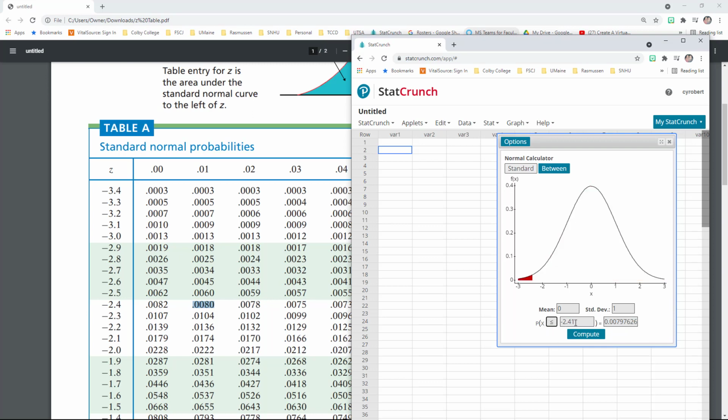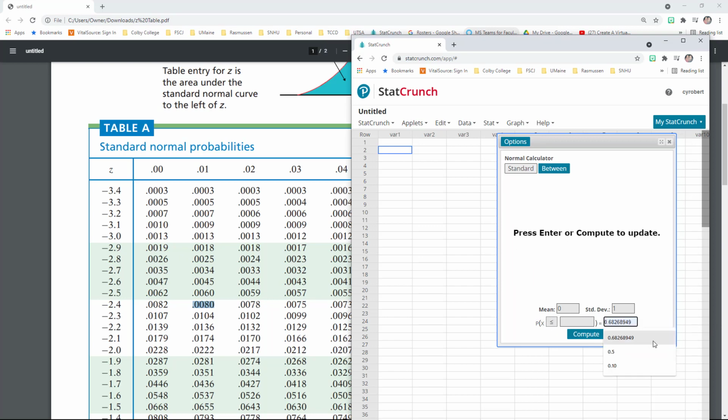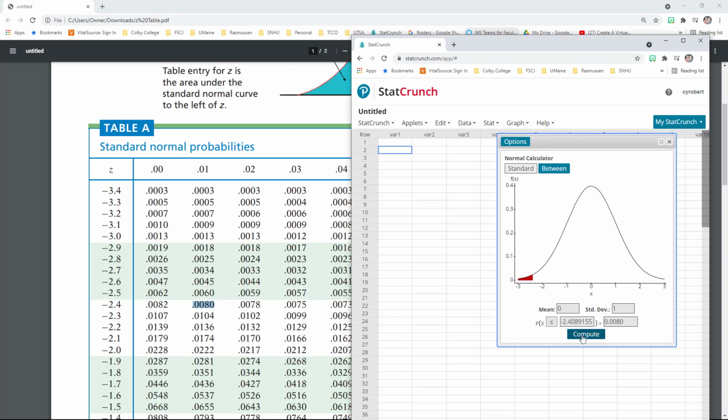The other thing to notice is, let's say you didn't know the z-value, but you knew the probability. So you wanted to put in the 0.0080, hit compute, it even gives you the z-value. So you can, you know, work it backwards. You can do the same thing with the between, like let's say you want to know the probability between two values. So the table is nice, and I have lots of videos on how to read the table, but as you'll see, StatCrunch is just wonderful to very quickly find these probabilities. So I would get used to using it, using StatCrunch, to not have to read the actual table values.